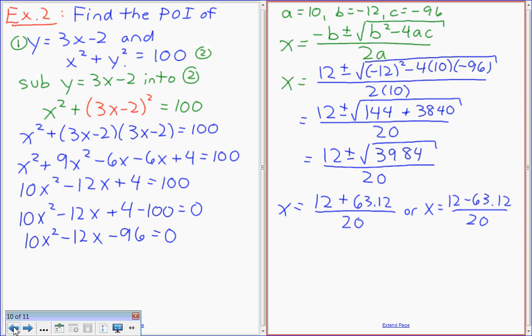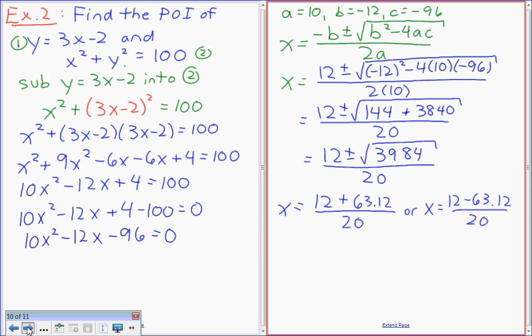Number one, which is y equals 3x minus 2, and number two, which is x squared plus y squared equals 100. What equation should I sub into and why? All right, Cody, I'm picking on you. Should I sub into number one or number two? It is number one. Why? Very good. We choose number one because it's a simpler and smaller equation. Number two is much more complicated.